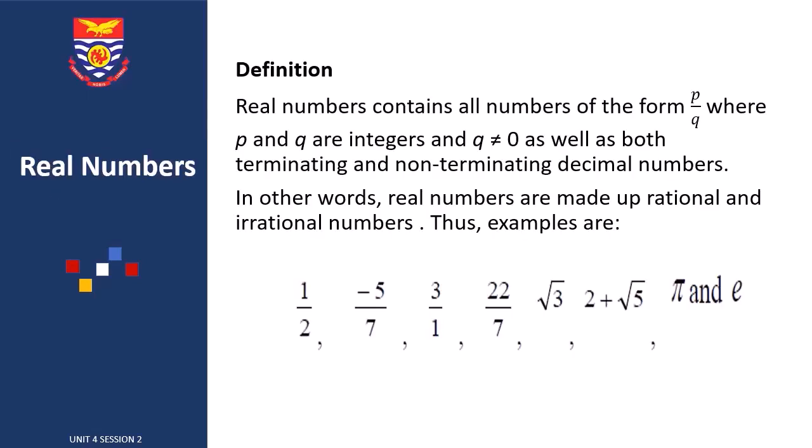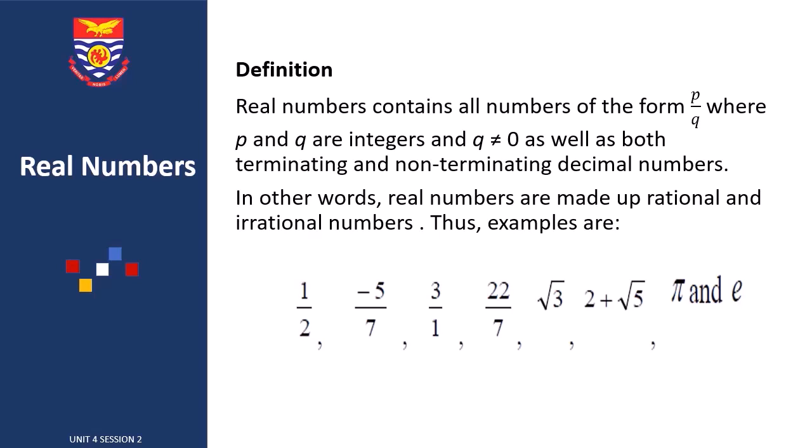Real numbers definition. Real numbers contain all numbers of the form p over q, where p and q are integers, q is not equal to 0, as well as both terminating and non-terminating decimals. So in other words, real numbers are made up of rational and irrational numbers. You can see these examples. Some are rational numbers and some are irrational numbers.